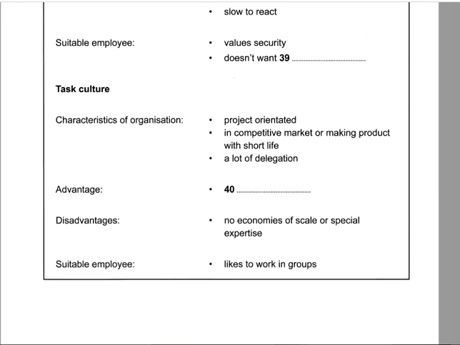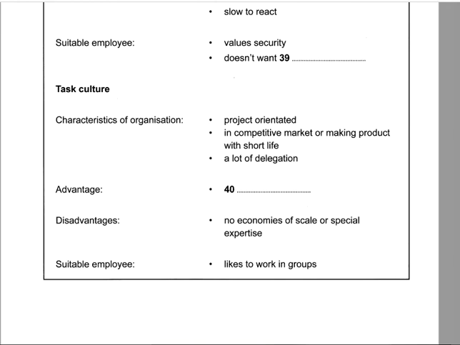Now to task cultures. This type is found in organizations that are project-oriented. You usually find it where the market for the company's product is extremely competitive, or where the products themselves have a short lifespan. Usually, top management delegates the projects, the people, and other resources, and once these have been allocated, little day-to-day control is exercised from the top, because this would seem like breaking the rules.